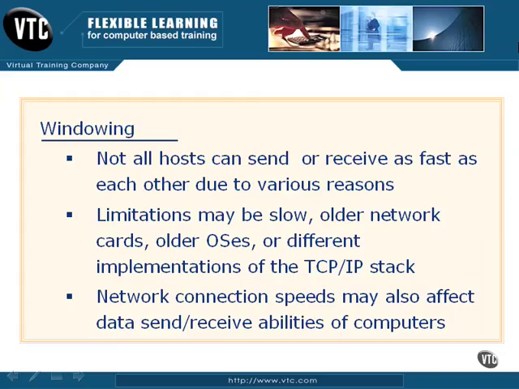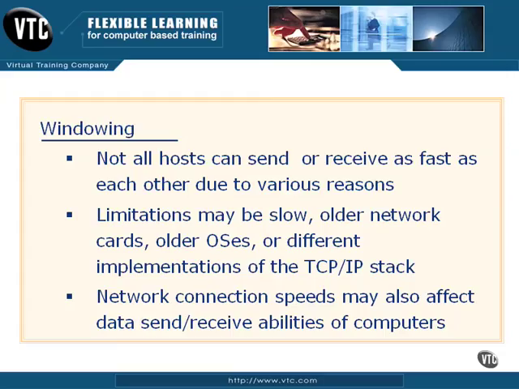Yet another component of TCP that you need to be aware of is windowing. Now, before I tell you what windowing is, let me explain a little bit. Not all hosts or computers can send or receive data as fast as any other host on the network. And this might be due to different reasons. A limitation may be a slow, old network card that's in use on one of the hosts, or maybe one of the OSs is an older version of OS, or even different implementations of the TCP/IP stack on operating systems may affect how much data can be sent or received.